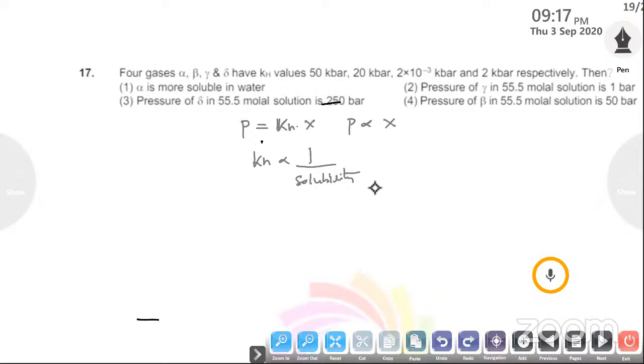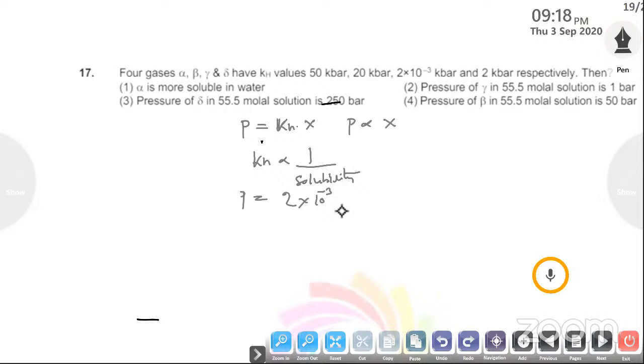Now, the pressure of gamma is given as 2K bar. Pressure is asked. Then how to find the pressure? Pressure is equal to KH value times mole fraction. How much is given for the second option? Alpha, beta, gamma. Gamma value is how much here? 2 into 10 power minus 3. Now this is the mole fraction of the gas.